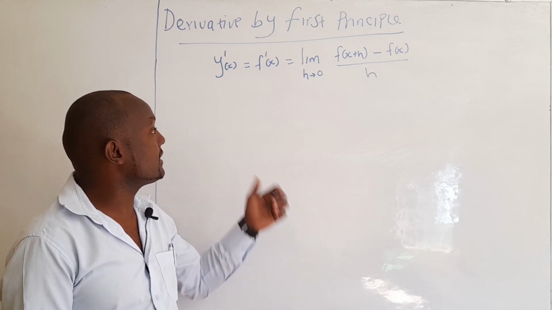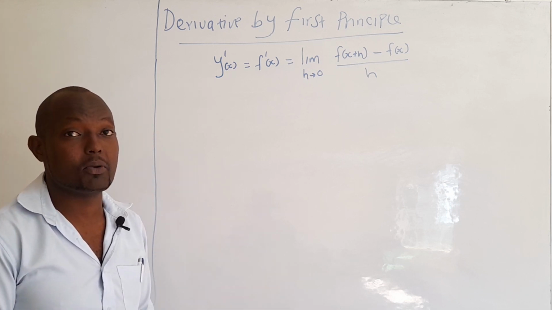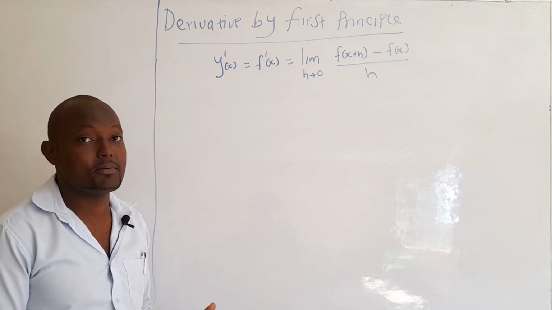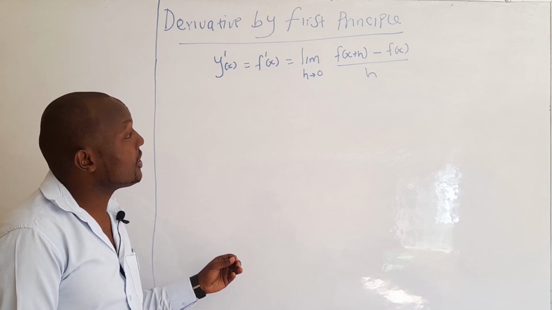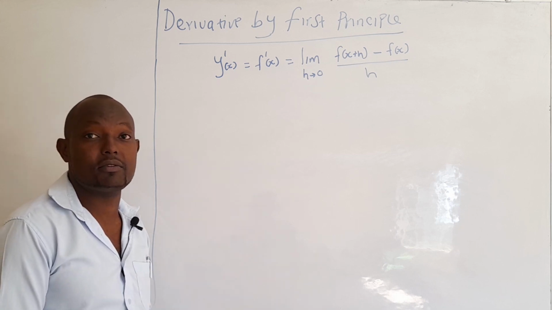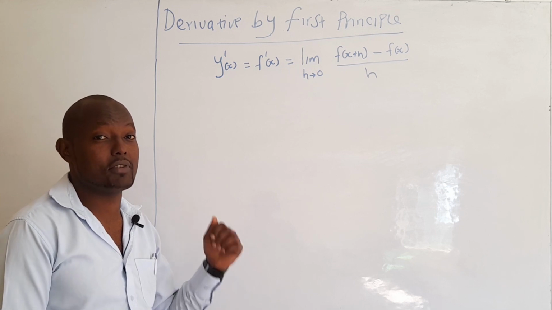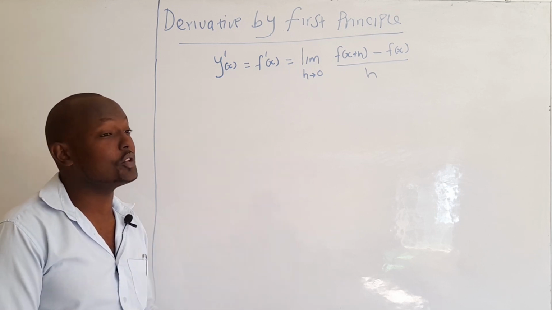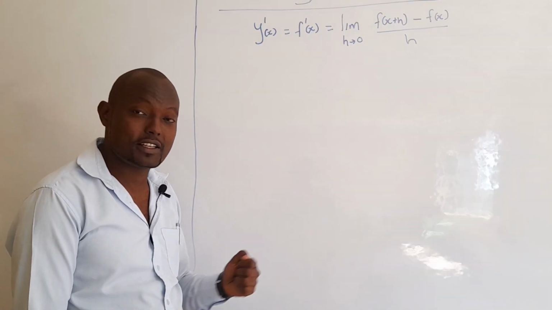So let's look at how we differentiate when we are using the first principle. I know we solved simple differentiation of polynomials using various rules in our previous video. Today we are looking at the same, but this time we are using the first principle rule. As we agreed, we look at the first principle rule before we proceed to trigonometry and the like. How do we differentiate using the first principle?